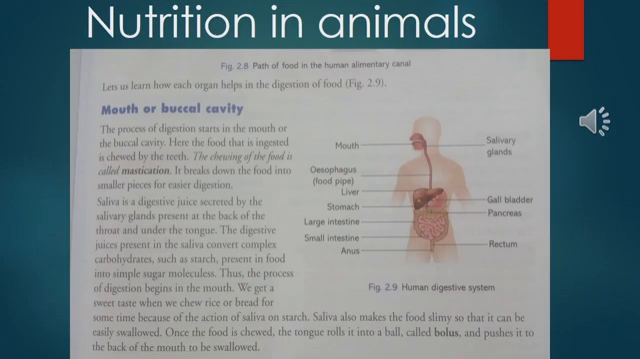Once the food is chewed, the tongue rolls it into a ball called a bolus and pushes it to the back of the mouth to be swallowed.